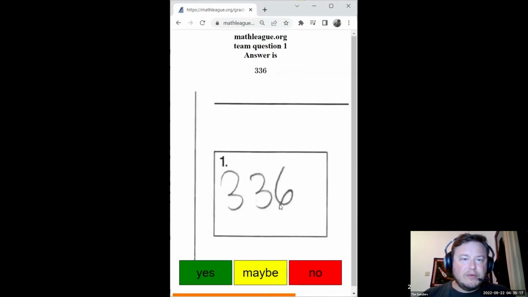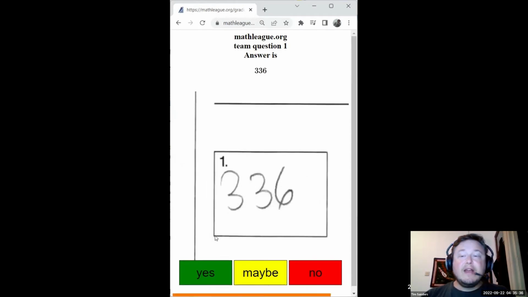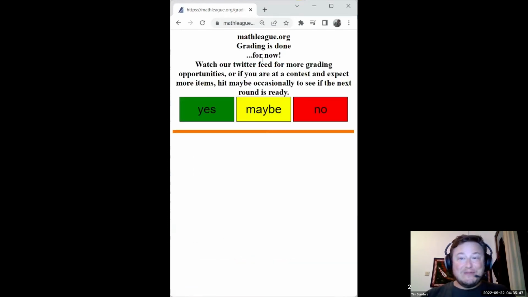All right, here's another 336. Yes, it matches. We'll click the yes. Here's another 64 that matches with the 64. We click yes. Here's another 336 that matches with this 336. We click yes. And we see that we've finished the grading. The progress bar is all the way over, and we're just waiting for the next round.